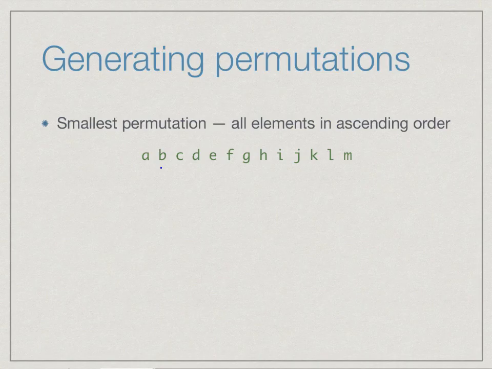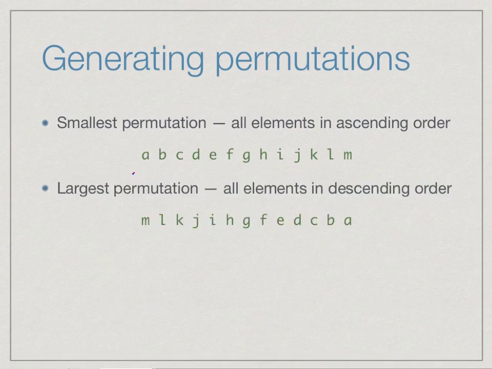In order to solve this problem, the first observation we can make is that if we have a sequence of such letters or digits, the smallest permutation is the one in which the elements are arranged in ascending order. So we start with A, which is the smallest one, then B and C and so on, and there is no smaller permutation than this one. Similarly, the largest permutation is one in which all the elements are in descending order. So we start with the largest element M, and we work backwards down to A.